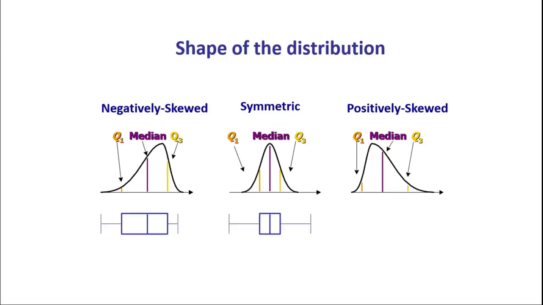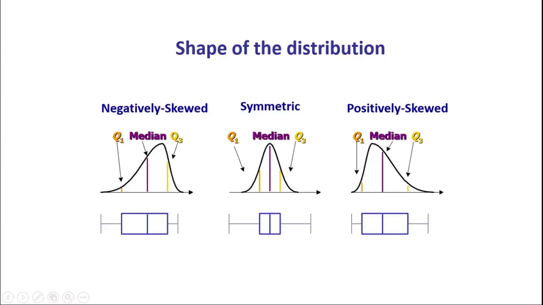So in a symmetrical distribution, you can see that the median is in the middle of the box, and the tails are the same length. In a positive skew, the tail is longer, and the median is in the box but pushed over to one side.